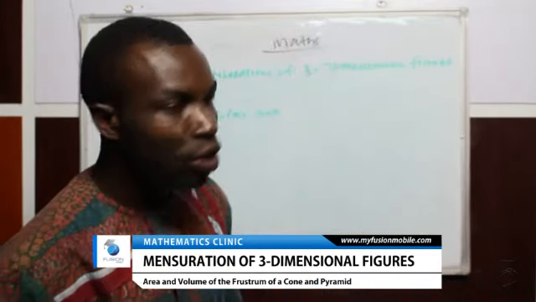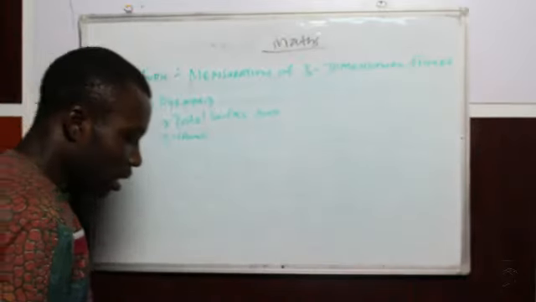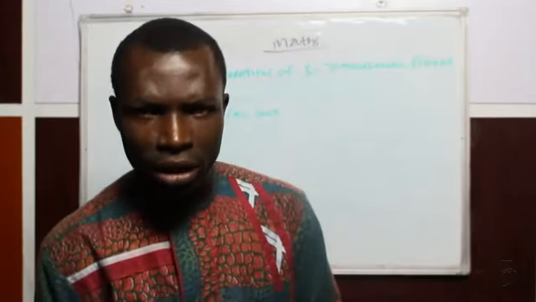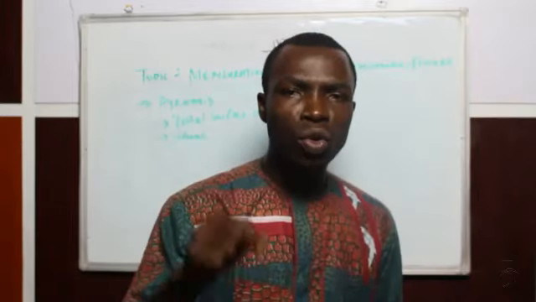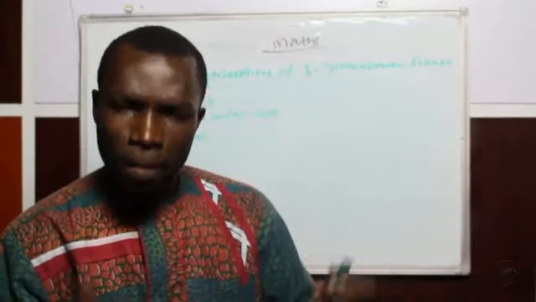Let's consider this example. A right pyramid consists of a square base of side 13 centimeter and 4 isosceles triangles. Now, pyramid is in three types. We have rectangular pyramid, we have square base pyramid, we have triangular pyramid. But the one that we want to consider in this three-dimensional figure is a square base pyramid. A what? A square base pyramid.